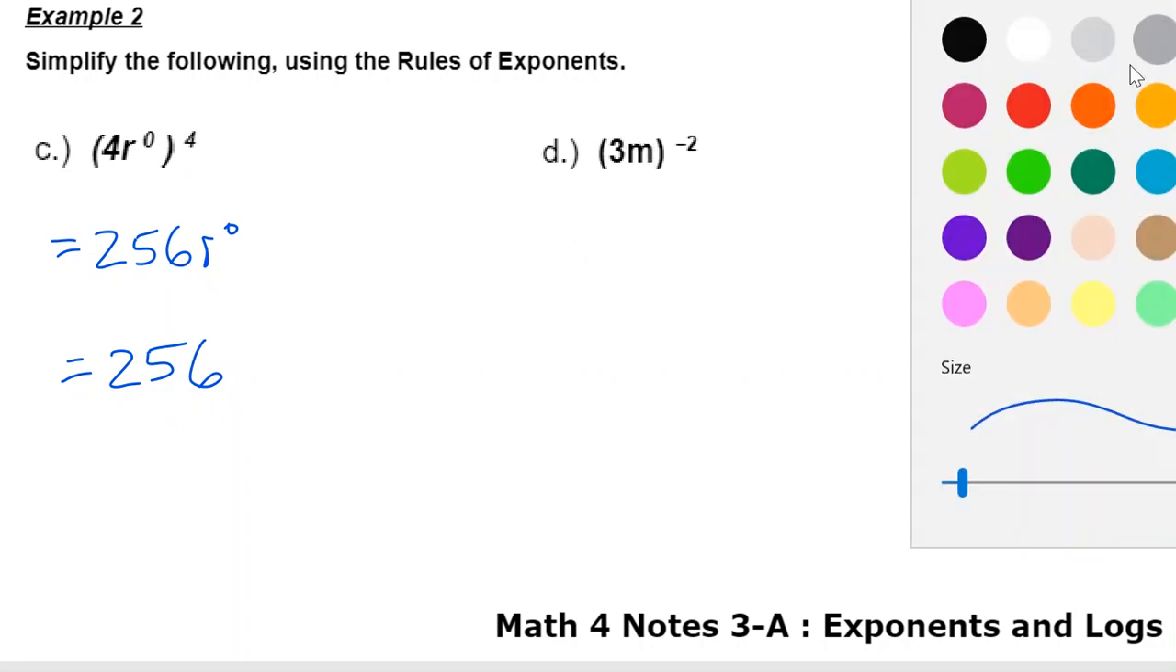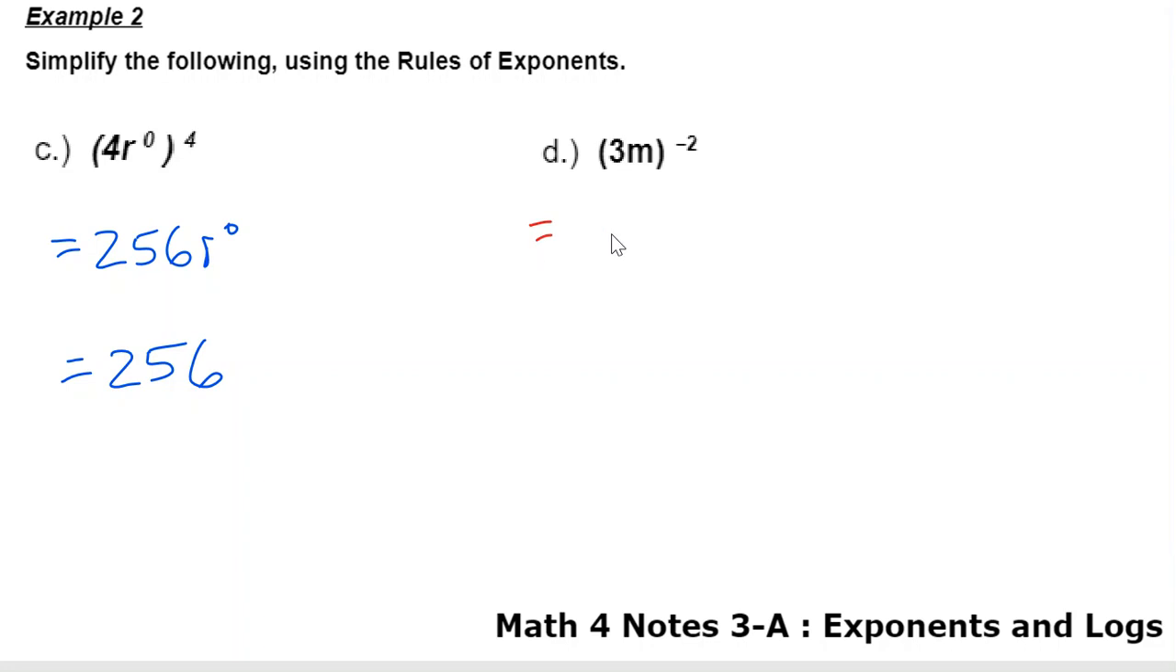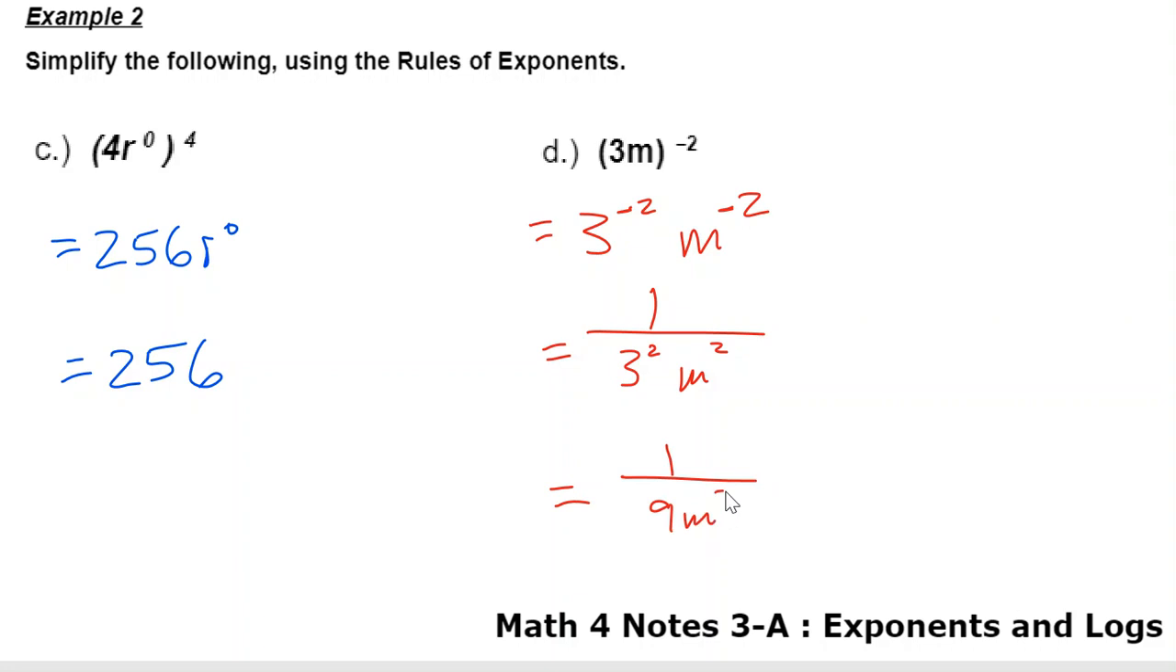Now, here I would almost distribute it first and then take each piece and figure out, so what's going on here? That negative tells me that I'm actually doing this, which means I'm actually doing that.